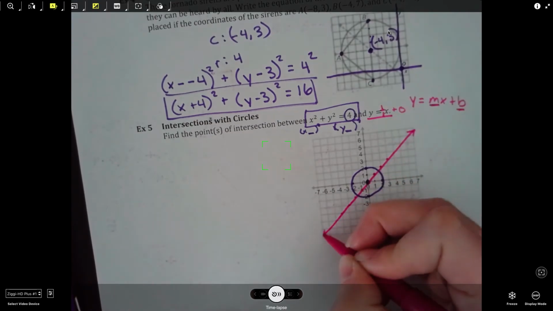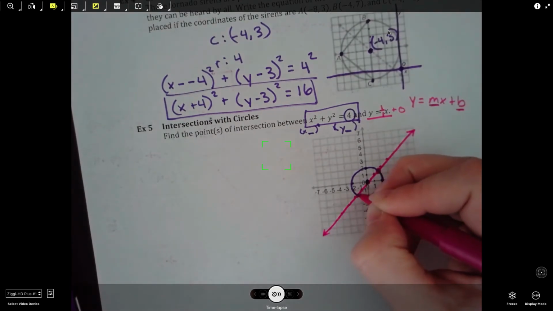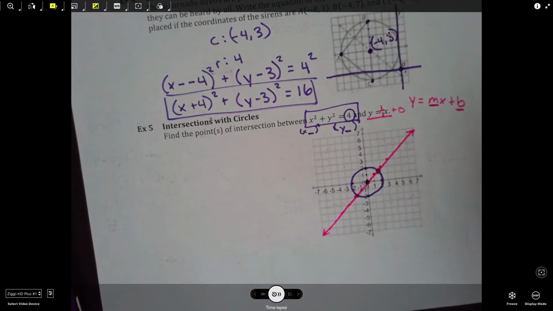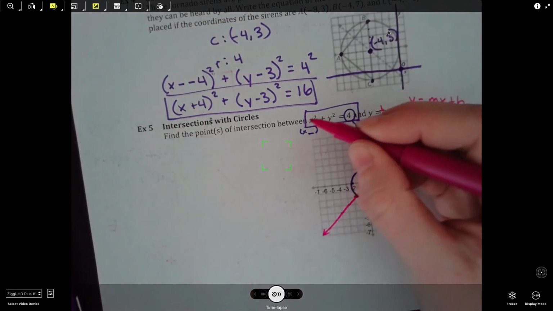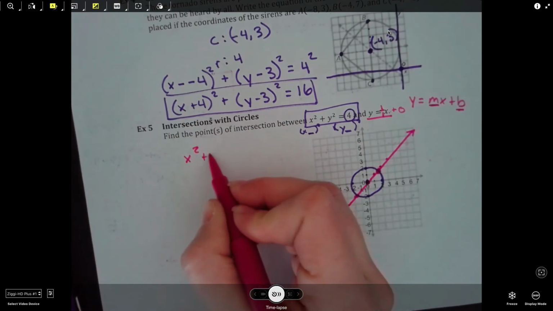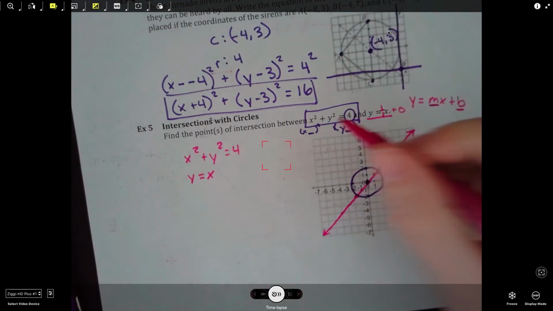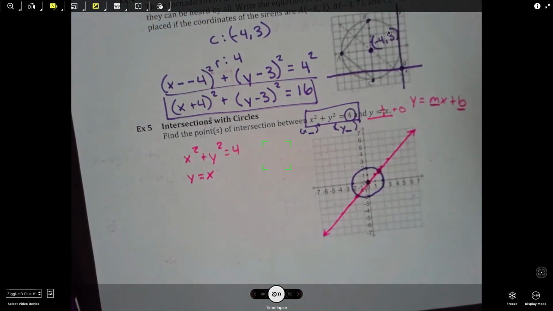Now I want to know where these 2 graphs intersect each other. This one right there and that one right there. Algebraically, this is actually pretty easy. y equals x and x squared plus y squared equals 4. I'm going to write this since I kind of made a mess of it up above. Those are my 2 equations, and I'm trying to figure out where they intersect.